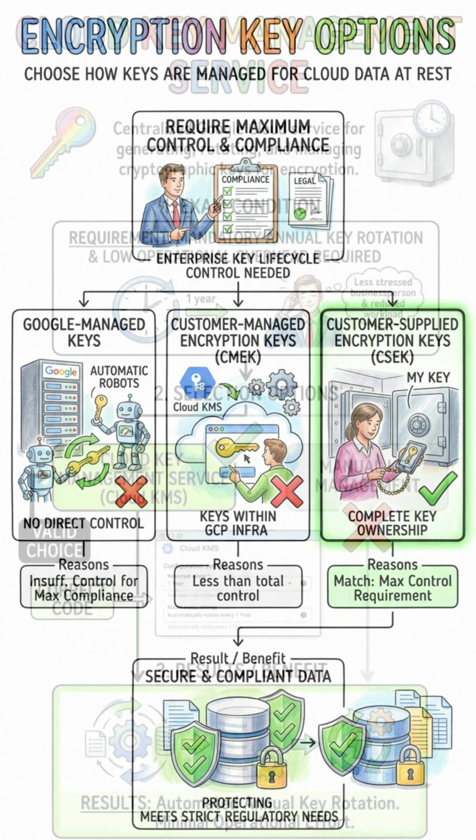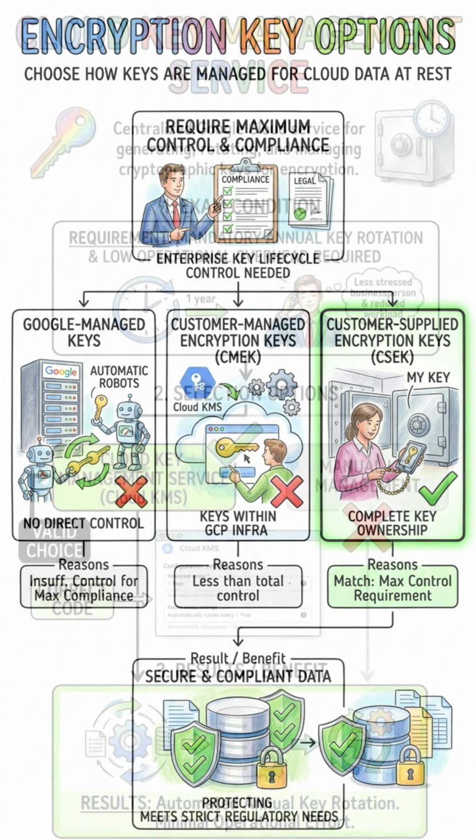Data moving between your users and your applications must be protected using encryption in transit. Google automatically encrypts all traffic traveling inside its internal network between regions and zones. For traffic traveling over the public internet, you should always secure your external load balancers using managed SSL certificates to ensure all communications are protected by HTTPS.